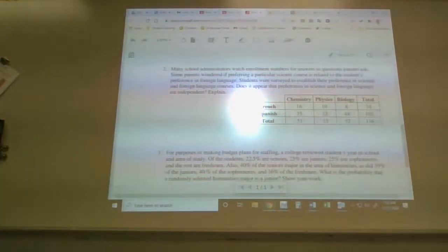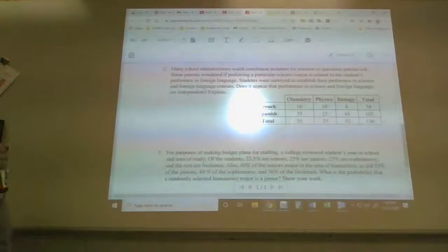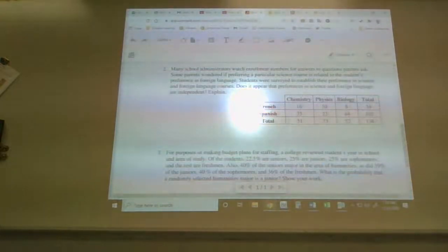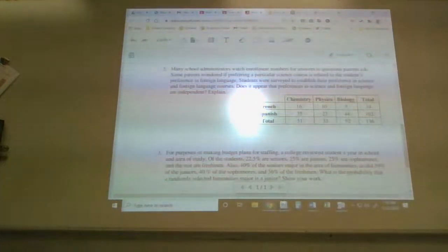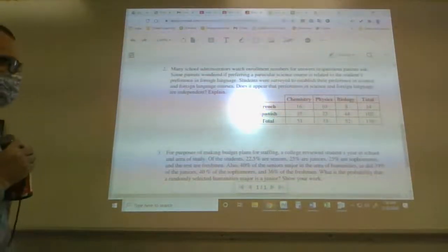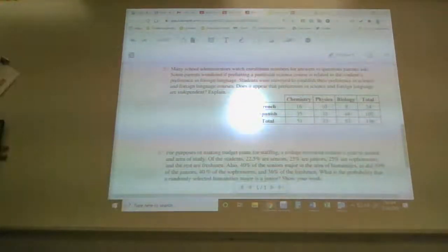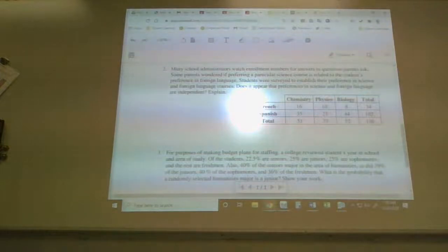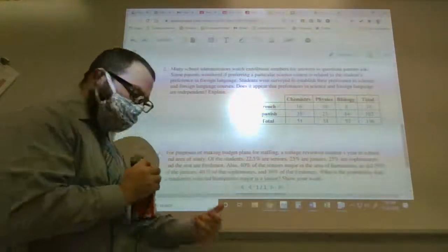Many school administrators watch enrollment numbers for answers to questions parents ask. Some parents wondered if preferring a particular science course is related to a student's preference in foreign language. Students were surveyed to establish their preference in science and foreign language courses. Does it appear that preferences in science and foreign language courses are independent? Now, I have not given you the definition yet to answer that particular question. I'm going to focus on a different question first.